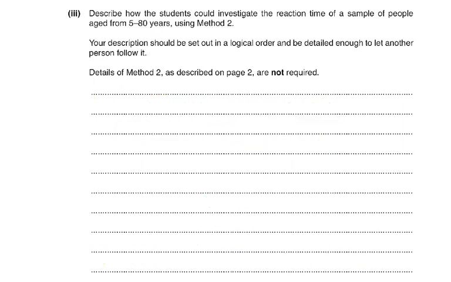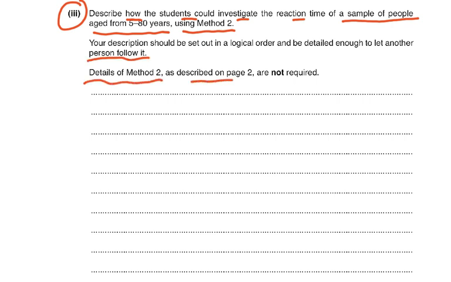Then part 3 of the question is your designing and planning. Describe how the students could investigate the reaction time of a sample of people aged from 5 to 80 years using method 2. Your description should be set out in a logical order and be detailed enough to let another person follow it. Details of method 2 as described on page 2 are not required. So you do not need to repeat the words of the question and give me again the method 2 which was given on the previous page.